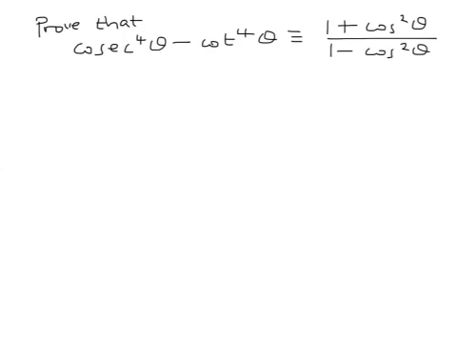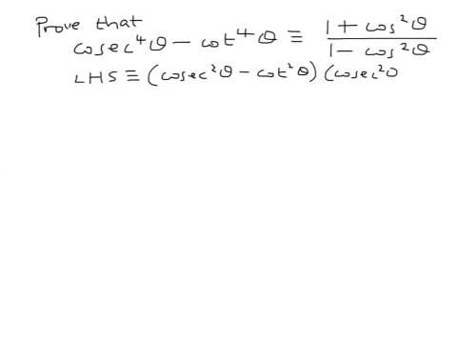Now here's another of these pesky trig identities that we need to prove. So let's start with the left hand side. The left hand side is cosec fourth minus cot fourth. So we can use the difference of two squares to write this as cosec squared theta minus cot squared theta multiplied by cosec squared theta plus cot squared theta.